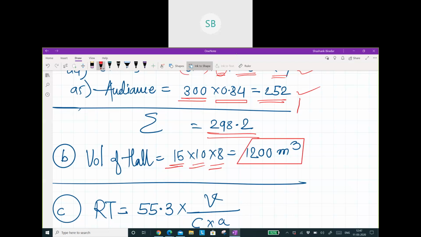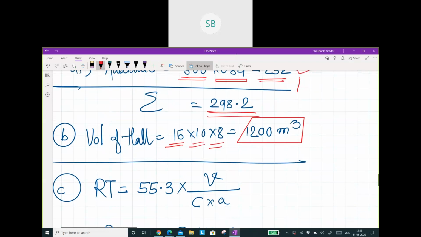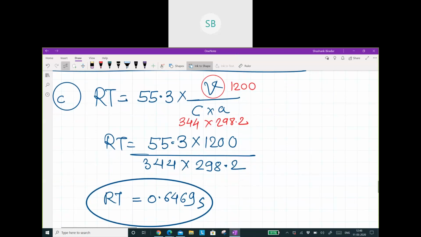Now coming to the formula for the reverberation time, the formula is 55.3 multiplied by V, this is now 1200, upon C, which is 344, and A is 298.2. So put these values here and you will be getting the reverberation time as 0.6469 Sabine.